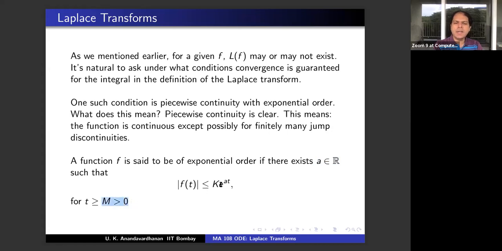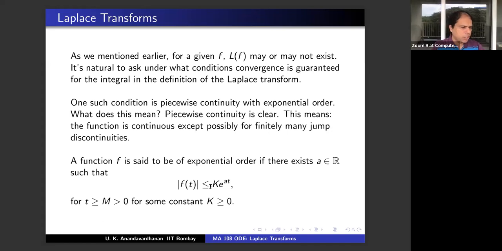For some M, anyway, t is, we are considering all our functions defined on 0 to infinity. So t is anyway bigger than 0. And I am not saying that this bound exists for all t bigger than 0. I don't need to demand that. I need to demand only after a stage. So there is an M beyond which this is satisfied for some a and for some k. Is the definition clear? So I say that a function is of exponential order if beyond a stage, meaning there is a capital M, beyond that, it can be bounded by an exponential function e^(at) for some a, up to a constant k, positive.